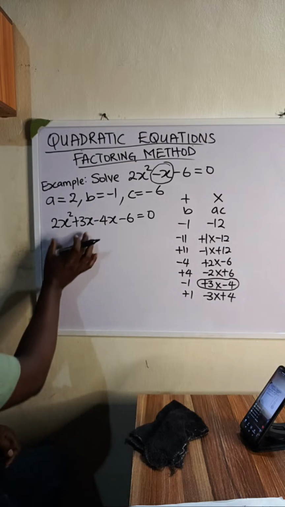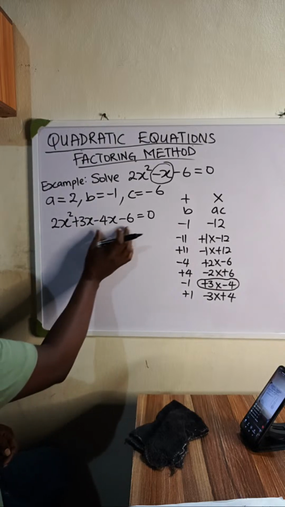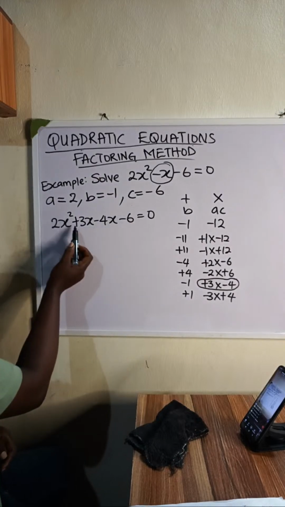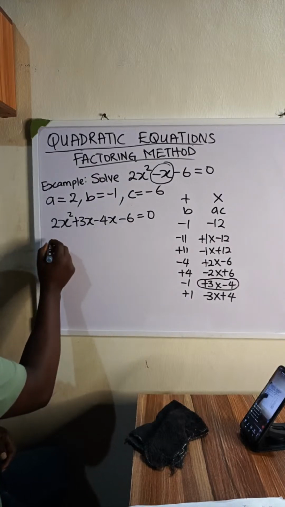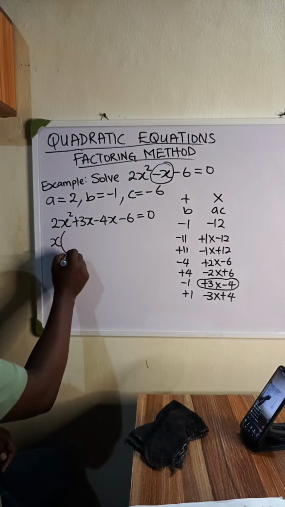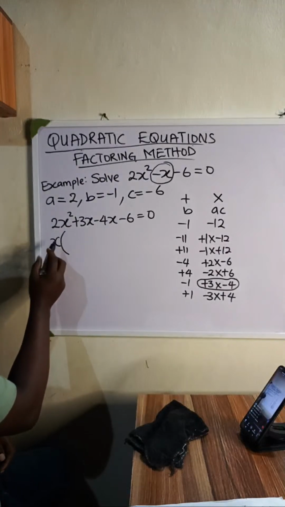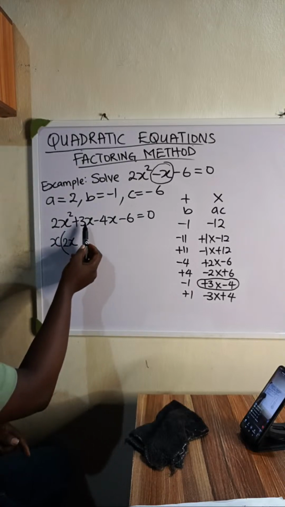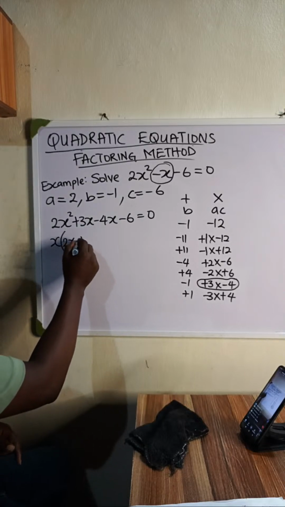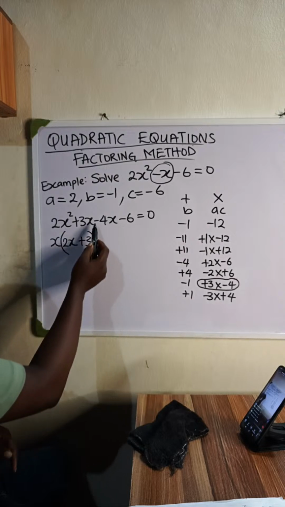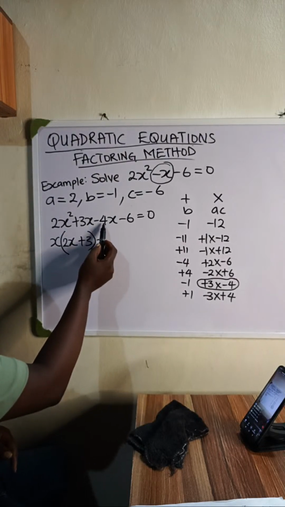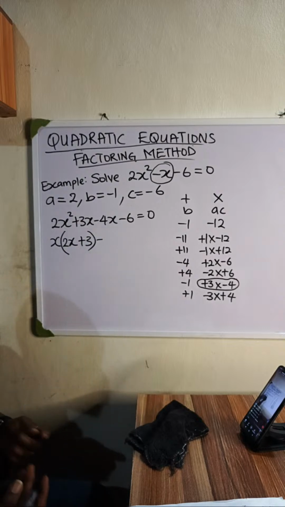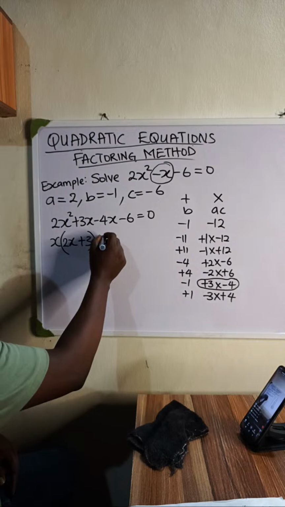Now we are going to factorize these two together. Between 2x squared and plus 3x, what is common is x. 2x squared divided by x gives us 2x, and plus 3x divided by x gives us plus 3. Then minus 4x and minus 6: what is common is 2, so bring it out.